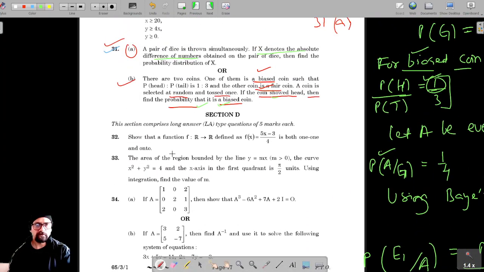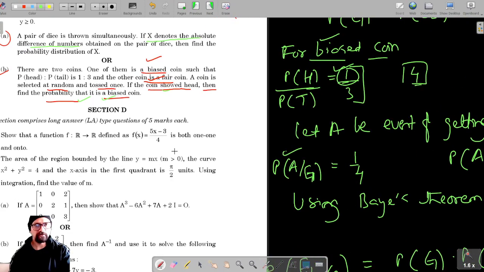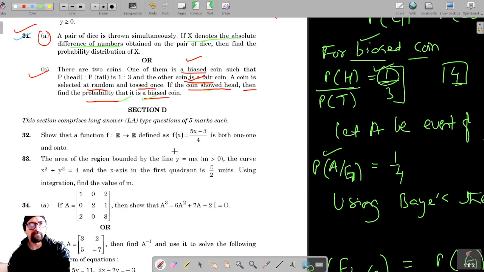Okay, so this solves our question number 31, and let's move on to section D, which has long answer type questions of 5 marks each.